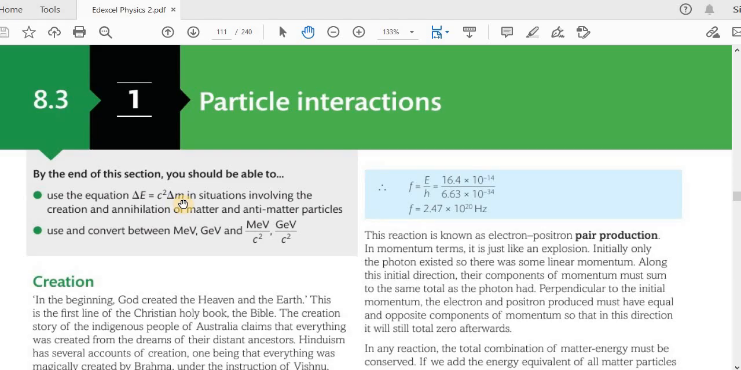Then delta m means the change in mass. Now here you will see that the mass can convert to energy and energy can convert to mass. We will see some reactions also. For example, if a positron, that is a beta plus particle, and an electron come together, you will have annihilation, where the particles will become energy. I will show you one example right now.